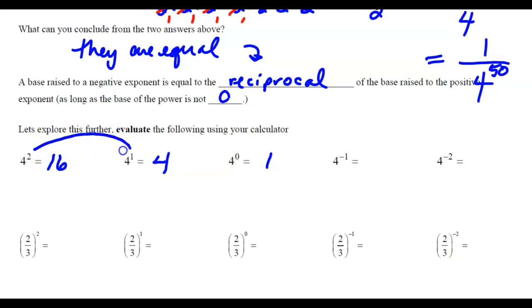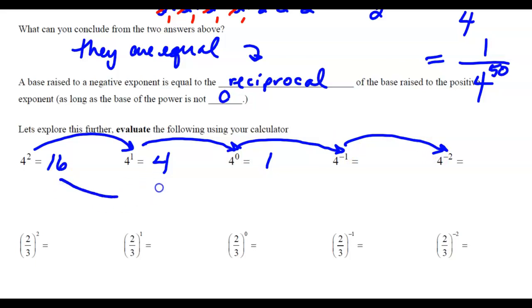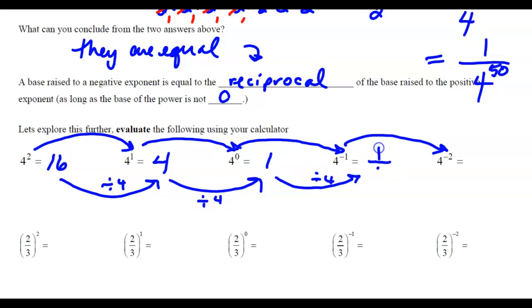We are reducing the exponent by 1 each time here. What are we doing to each of the values each time to go from 16 to 4 to 1? Dividing by 4, right? So dividing by 4, dividing by 4. So this divided by 4 would be 1/4. This divided by 4 would be 1/16. Your calculator will give you the decimal form, okay? But that's the pattern.